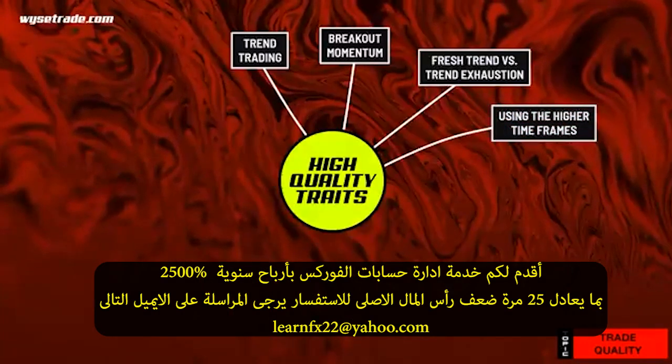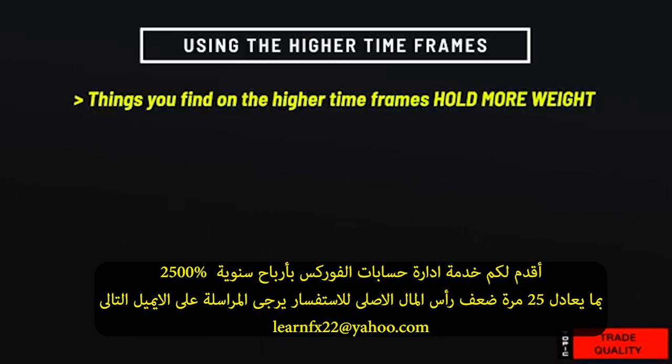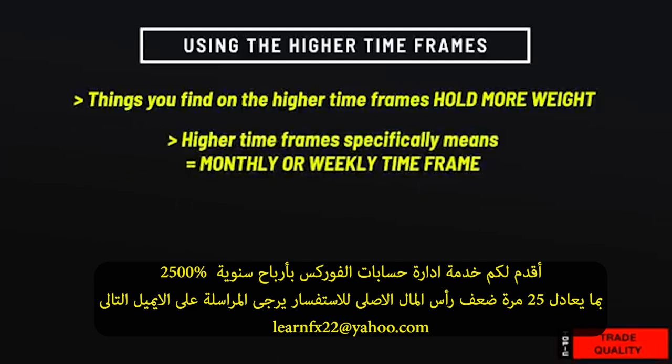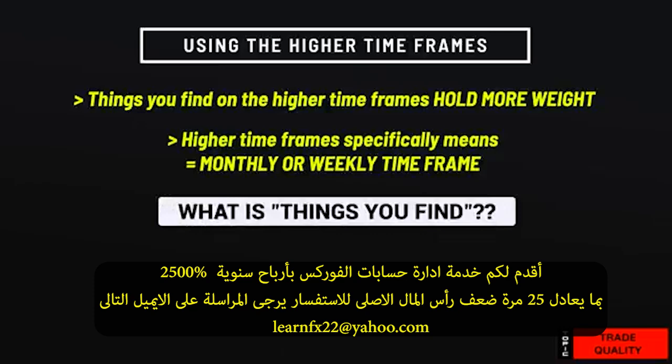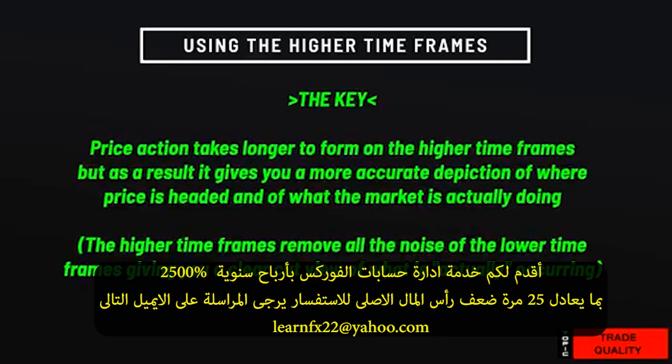Next, using the higher timeframes. Things you find on the higher timeframes hold more weight. When we say higher timeframes, we are referring to the monthly and weekly timeframes specifically. So what exactly is things you find? It can be key levels, price movement, price patterns, or any form of price action that is visible on the higher timeframes that influences your directional bias. Price action takes longer to form on the higher timeframes, but as a result, it gives you a more accurate depiction of where price is headed and of what the market is actually doing.